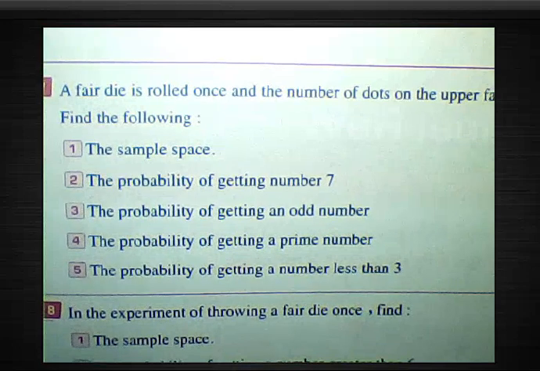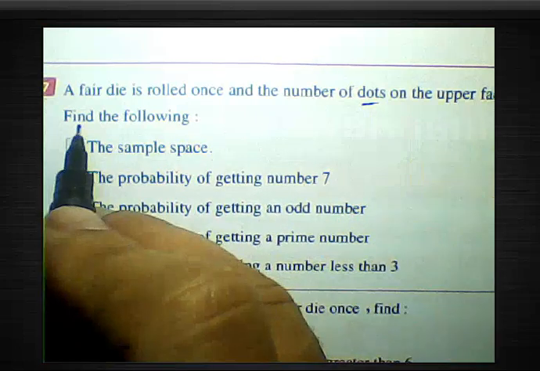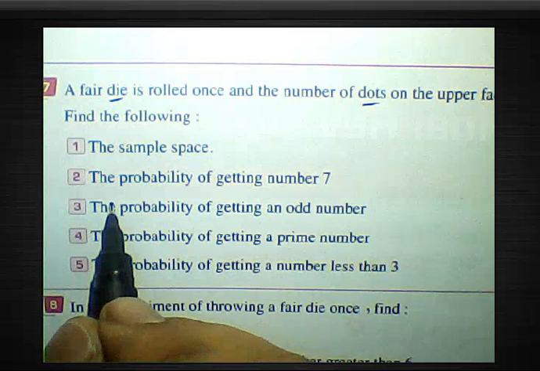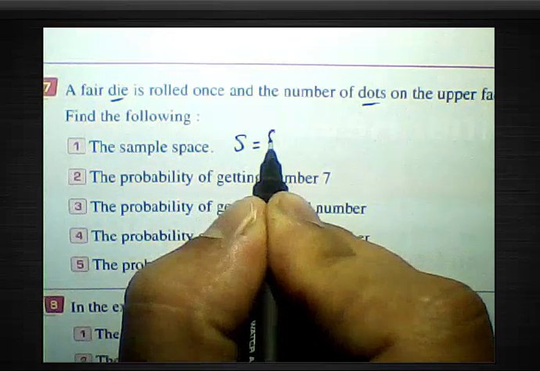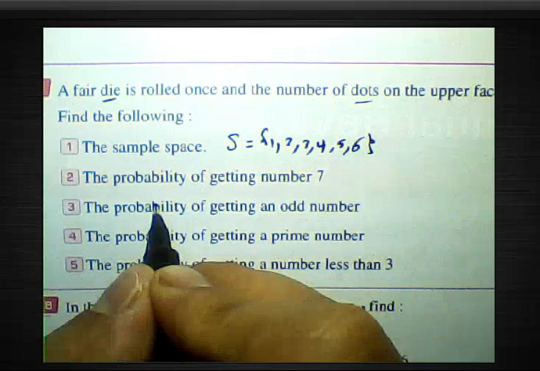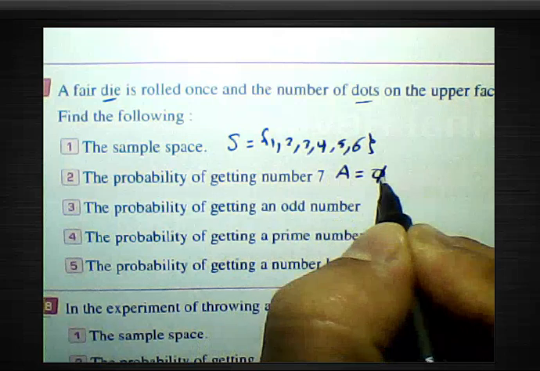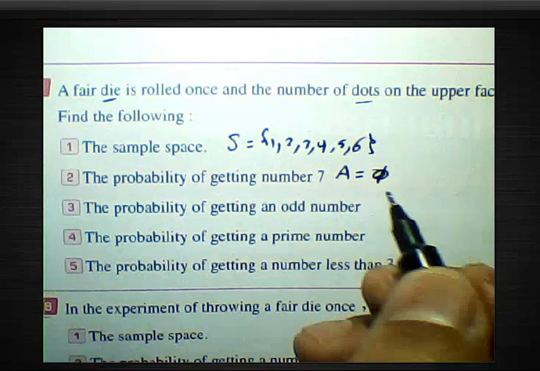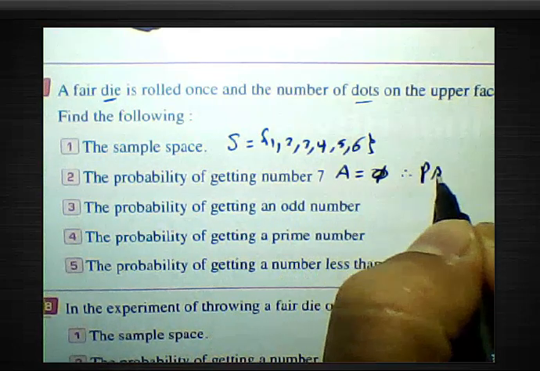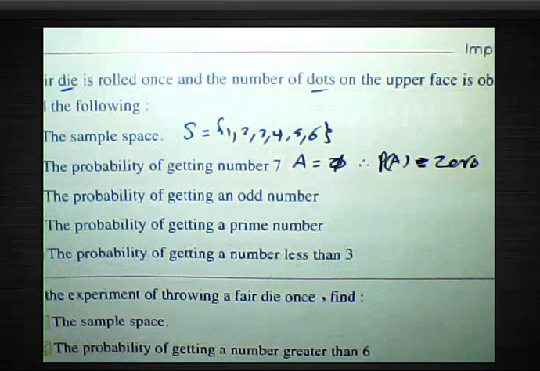Question 7. A die is rolled once and the number of dots on the upper face is observed. Find the following. We have the die here. The sample space is 1, 2, 3, 4, 5, and 6. Probability of getting number 7: event E equals the empty set. We don't have a number 7 on the die. So the probability of E equals 0.